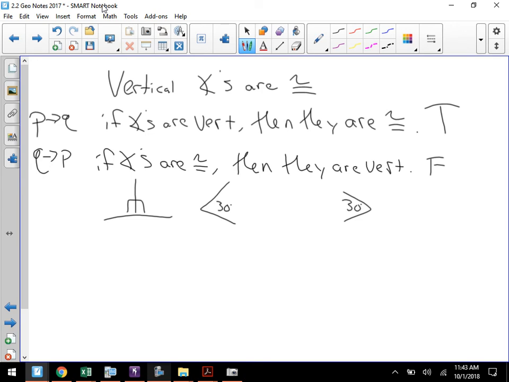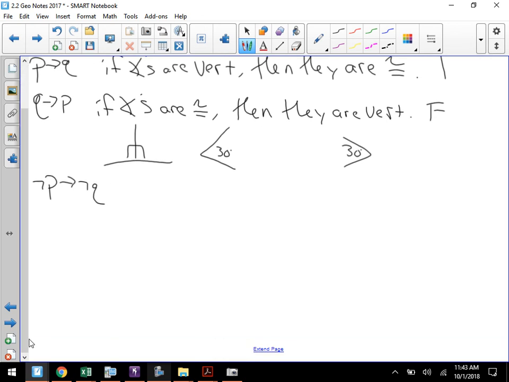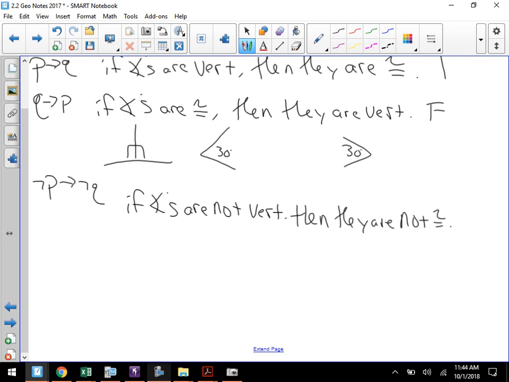So if angles are vertical, then they are congruent. If angles are congruent, then they are vertical. All right. Inverse it. If angles are not vertical, then they are not congruent. Make sense? Go back to the original. Not P, not Q. If angles are not vertical, then they are not congruent. True or false? That's false. What's your counterexample?